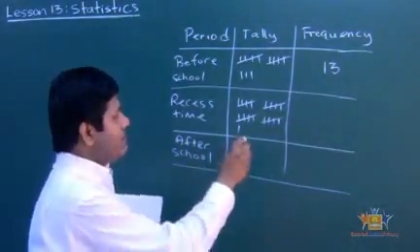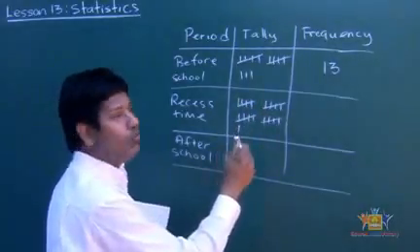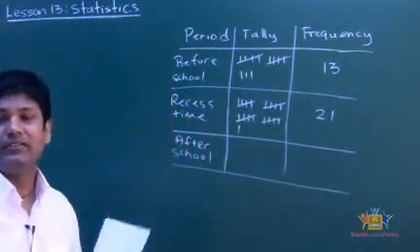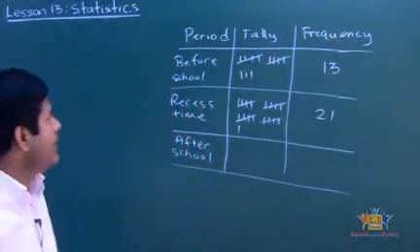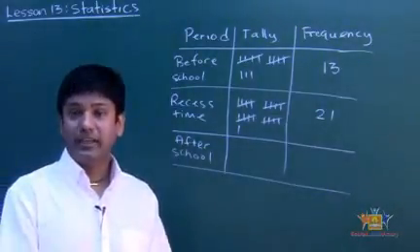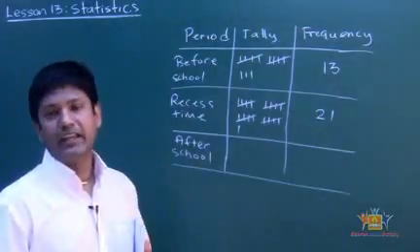Rather than trying to write the number, you put lines like this. So now you know: 5, 10, 15, 20, 21. There are 21 students who use the library during recess time. Then recess is over, you go back to your class, and then school ends. You rush to the library again and this time you stand there and wait.